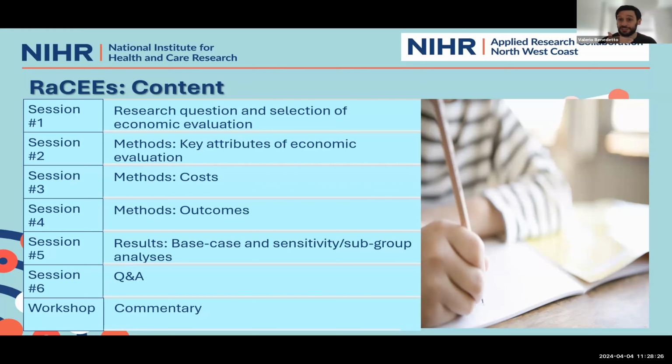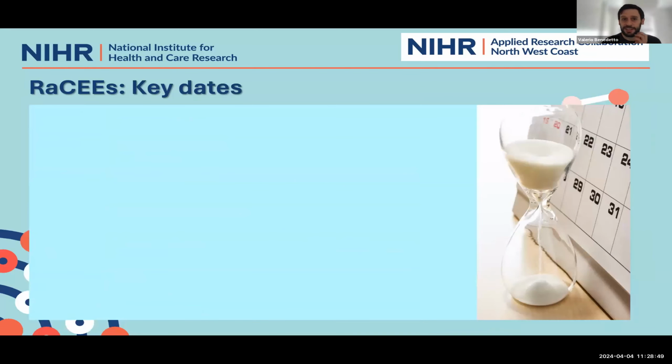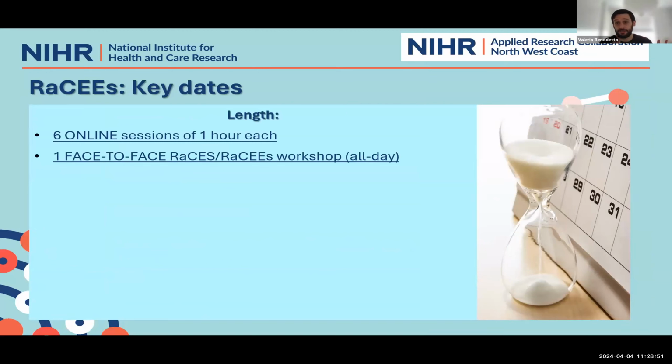At the end of each session, we will give you some homework to do, and that homework literally consists of writing up the RAC. So when you go to the workshop, you have most of the RAC completed or drafted. And then at the workshop, we will do the critical appraisal together, and we will talk about implications for policy, practice, and future research. In terms of dates, as I mentioned, 6 online sessions of 1 hour each.